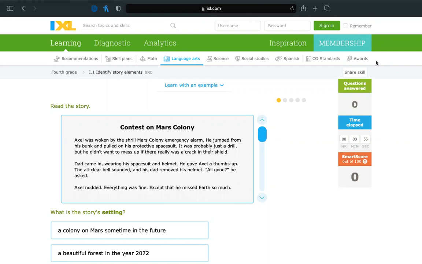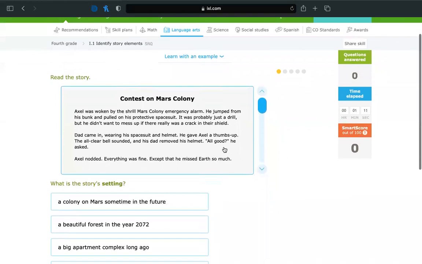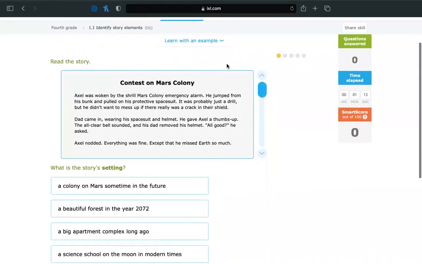Today I'm going to be talking about identifying story elements. So we're going to be reading a story and we're going to be looking at things like the story setting in order to figure out more elements about the story and kind of what the story is about. So first, let's actually go ahead and read a part of this story.